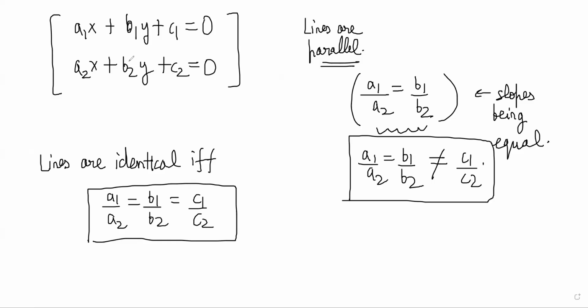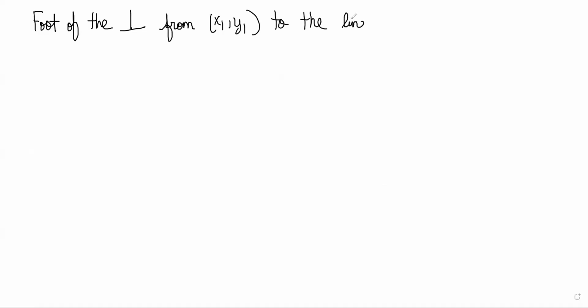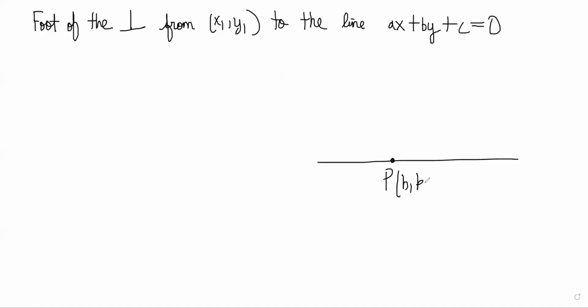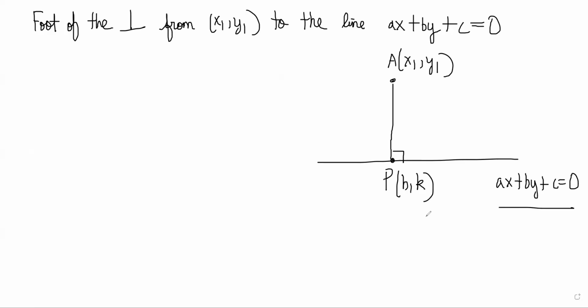Then the next point that I wanted to cover was the idea of the foot of the perpendicular: the foot of the perpendicular from the point x1, y1 to the line ax plus by plus c equals 0. So what I want to find here is the location of this point P, h comma k, which is the foot of the perpendicular from A, which is x1, y1, to the line ax plus by plus c equals 0, right? So how do I find that?